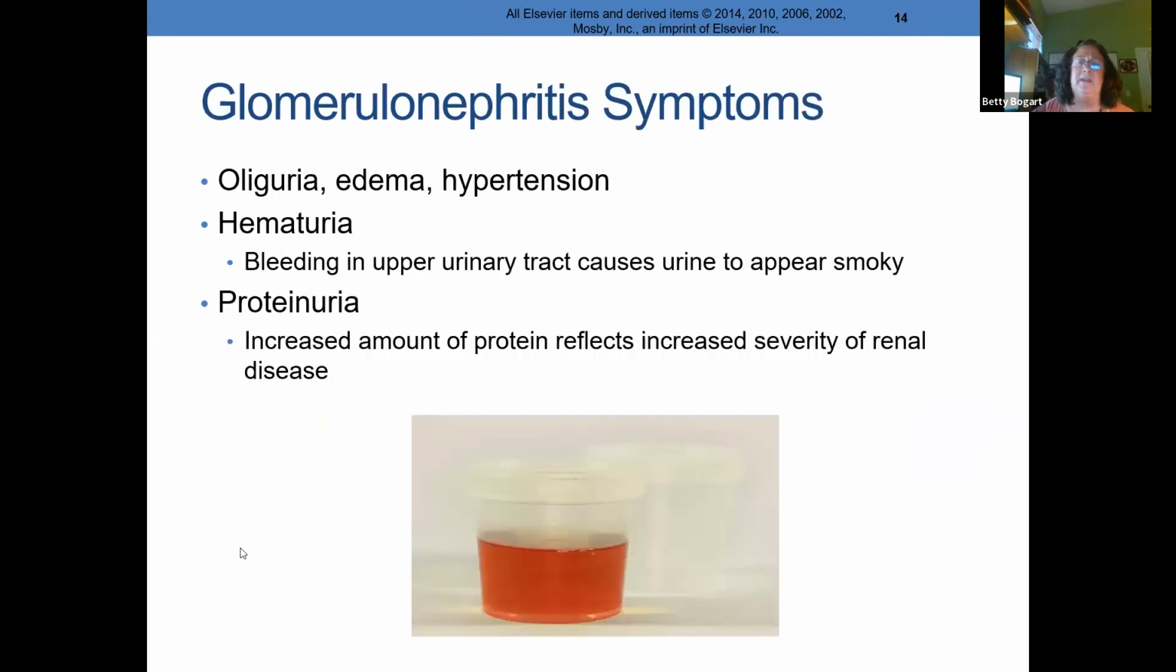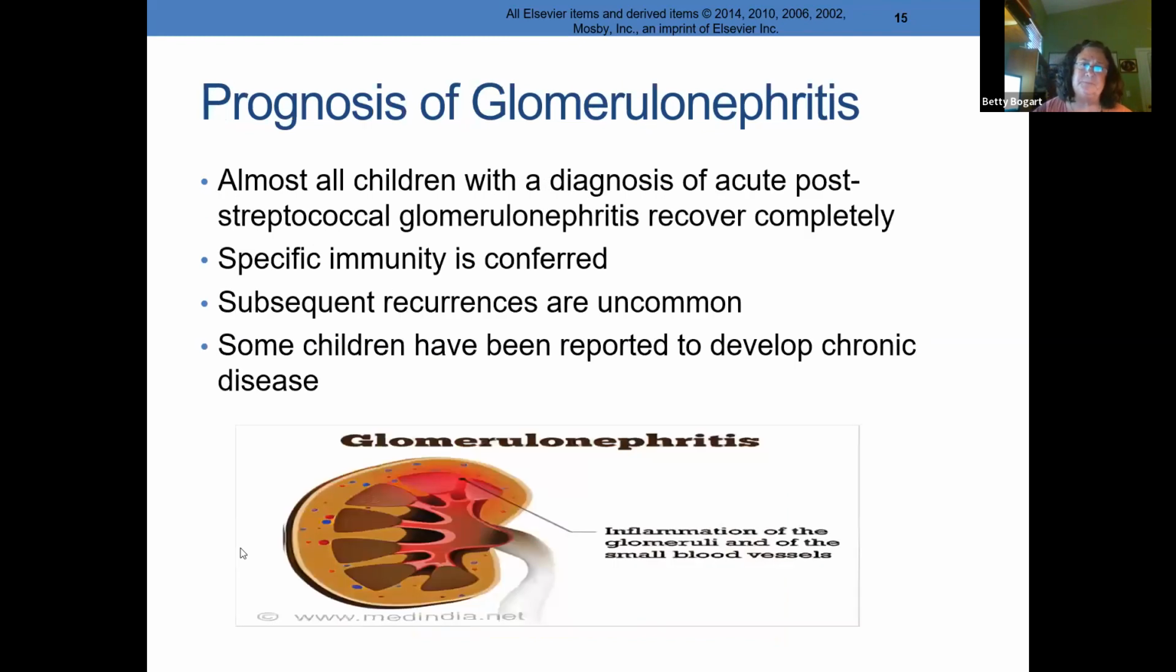And what you will see is a decrease or stop in urine. And then, of course, the urine's not going anywhere. Fluid's got to go somewhere. So there'll be swelling. And of course, with the edema is that hypertension. The urine is going to be with blood in it. And of course, that protein's going to be there. So these are the signs and symptoms you will see.